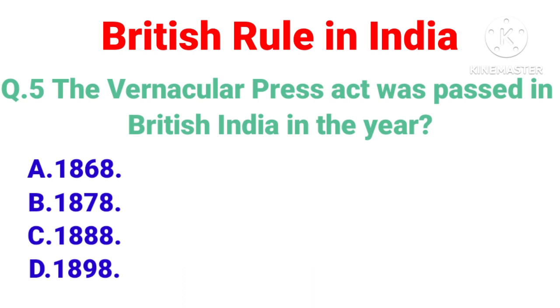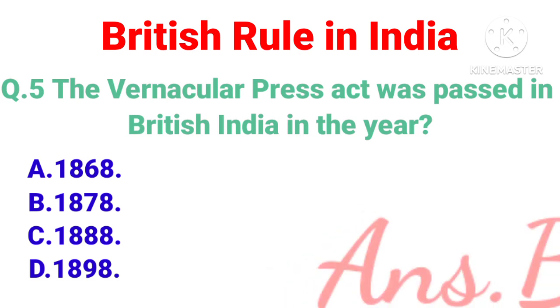Question number 5. The Vernacular Press Act was passed in British India in which year? Option A 1868, option B 1878, option C 1888, and option D 1898. So the correct answer is option B 1878.